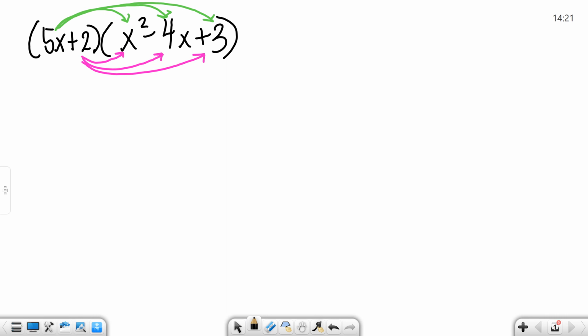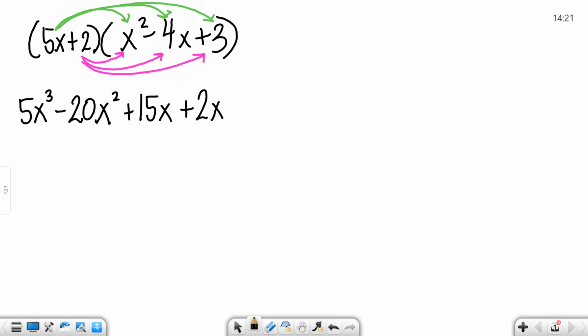So 5x times x squared would give me 5x cubed. Remember, we add the exponents. 5x times negative 4x is negative 20x squared. And 5x times 3 would be plus 15x. Now we'll move on to the 2. So 2 times x squared would be plus 2x squared. 2 times the negative 4x would be negative 8x. And 2 times 3 would be plus 6.